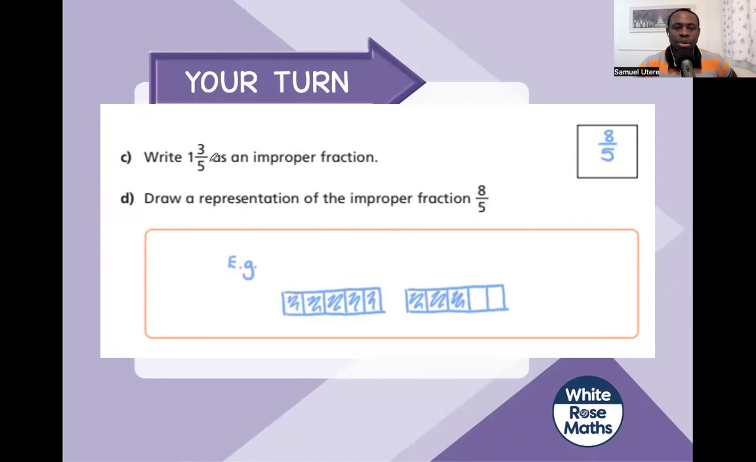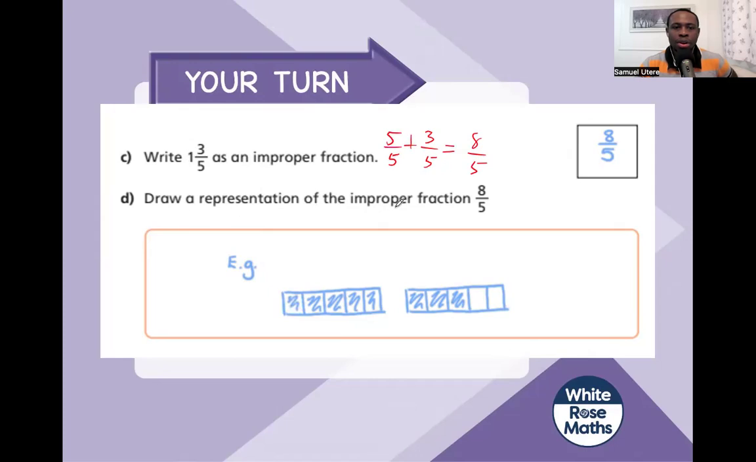By now, you should know that 1 represents 5 over 5. So one way to look at this is to say 1 3/5 represents 5 out of 5, add 3/5. Or using the method that I've shown you, you can do 5 times 1, which is 5, plus 3, which is 8, so 8/5.